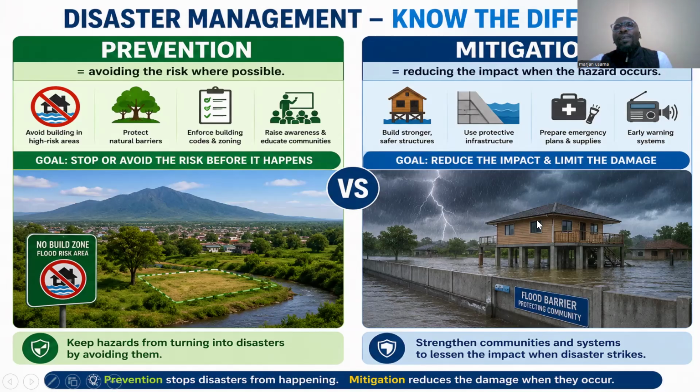And this is where the project management comes in. You as project managers, when you are building your houses, you have to ensure that you are building the houses in such a way that when disasters strike, it's not going to affect your projects. So that is why the disaster management knowledge is important to a project manager. So that is the difference. Prevention stops disasters from happening. Mitigation reduces the damage when they occur.